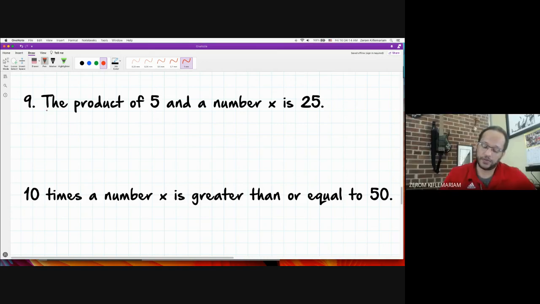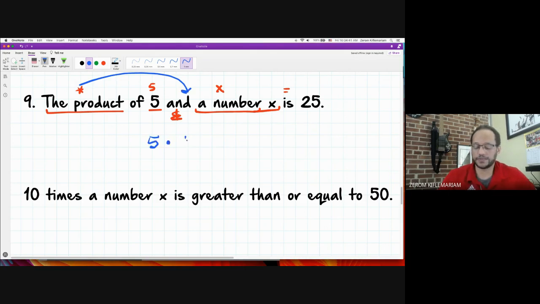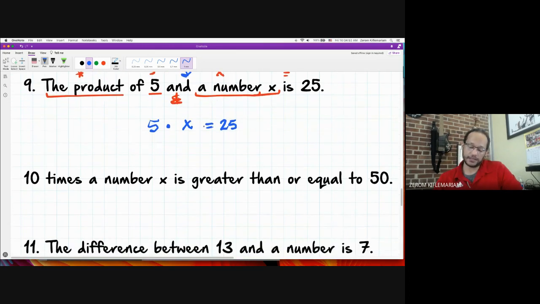So we have the product representing the multiplication sign, and then we have a number, which is 5, we have x, and they already told us over here that the result is 25, and 25 is right there. So usually the equal sign takes place right there. So we have 5 times x is equal to 25. If we had to solve it, then we divide by 5, and we'll look at that one. A little tricky, but not that big a deal.